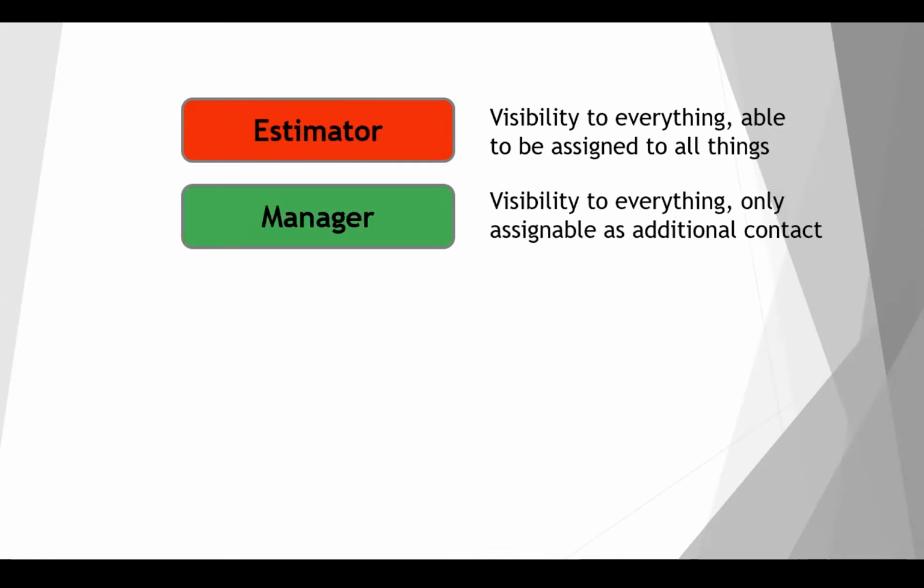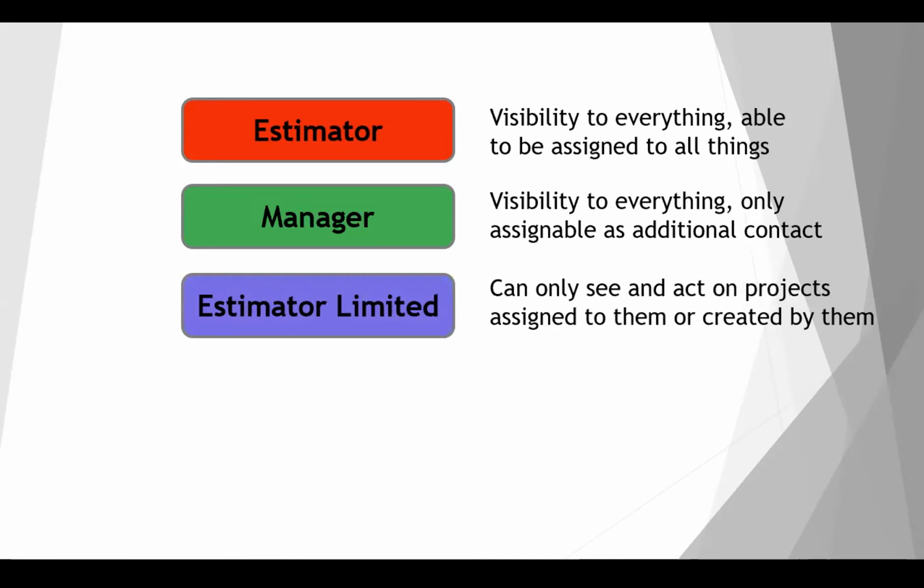Then you also have the manager, who pretty much has visibility to everything, but since the manager in this sense would be for somebody who isn't really an estimator, you're really just trying to keep him abreast of everything that's going on. He must just be able to see jobs, be aware of projects. So he's not going to appear in the list of people to assign, so you're not going to be able to assign him to a job or assign him as a salesperson. He could just be put in as an additional contact, but he has visibility and general control over things.